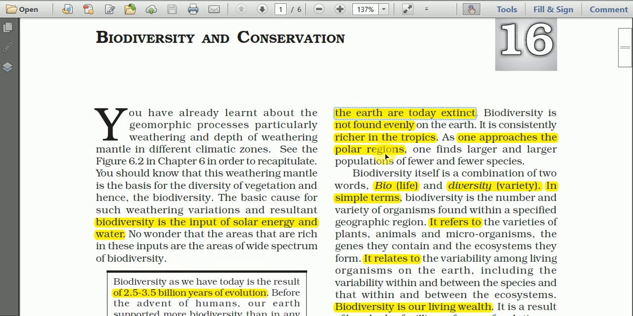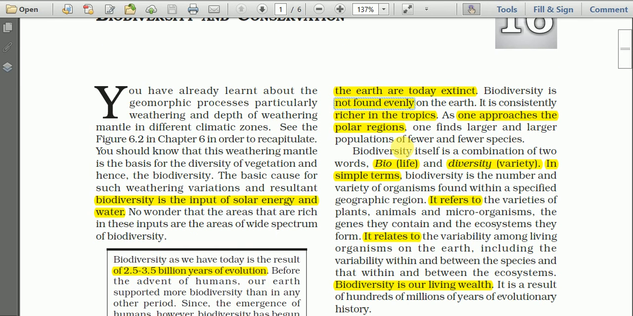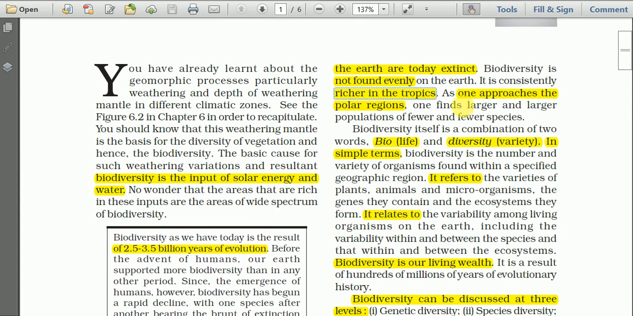Biodiversity is found unevenly on the earth. That means biodiversity is not found evenly, not uniform. It is consistently richer in the tropics, as mentioned earlier, and as one approaches the polar regions, one finds a larger and larger population of fewer and fewer species. That means if you approach the polar region, the variety of species will be less.